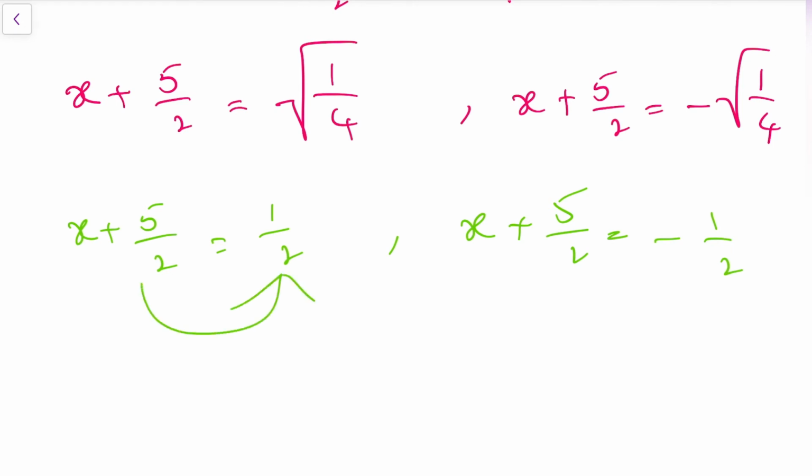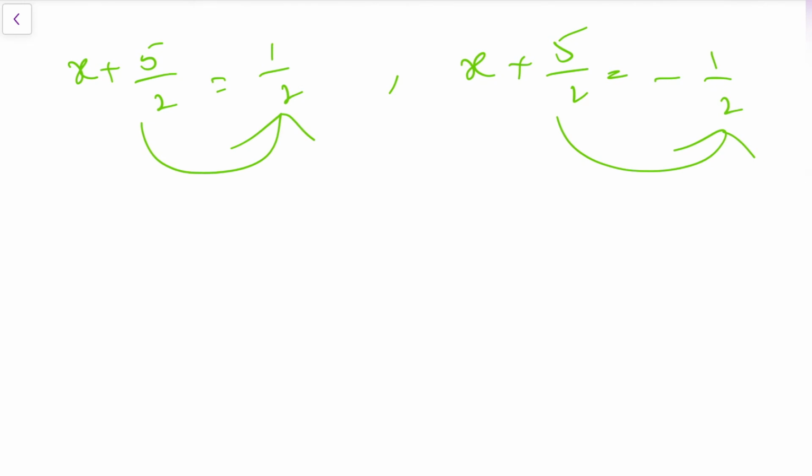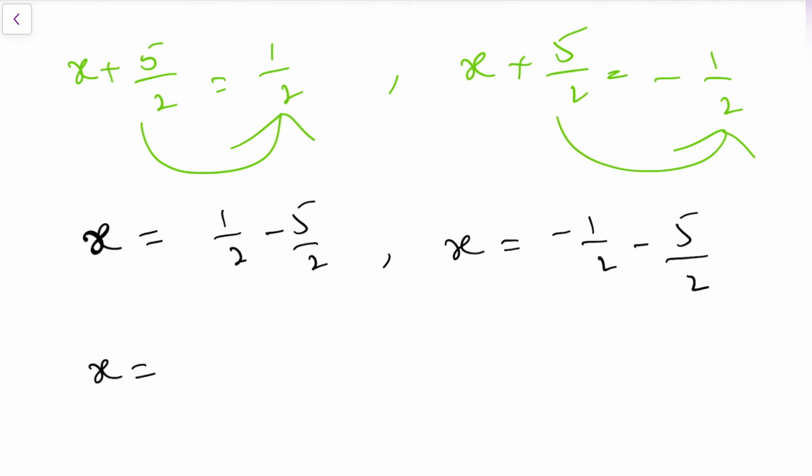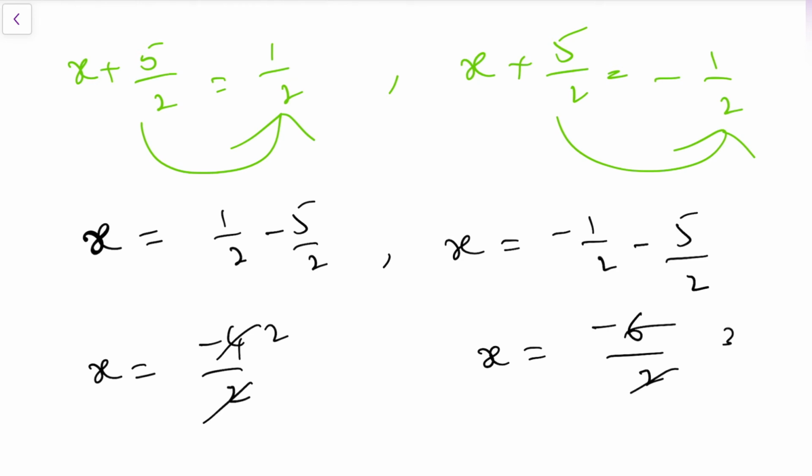Now take plus 5/2 to the right side. So here x equals 1/2 minus 5/2. x equals minus 1/2 minus 5/2. So we get x equals (1 - 5)/2 = -4/2, and x equals (-1 - 5)/2 = -6/2. If you do simplification, 2's and 3's. So x values are minus 2 and minus 3. So minus 2 and minus 3 are the zeros of the given quadratic equation.